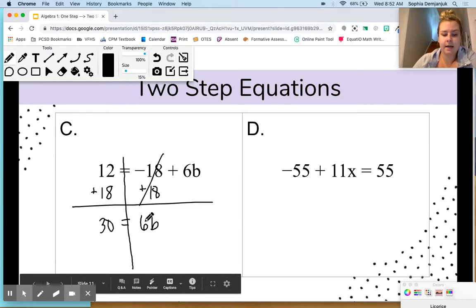I want to get this b by itself. Right now 6 is being multiplied onto it, so I need to divide the 6 off. And I should get 5 equals b.